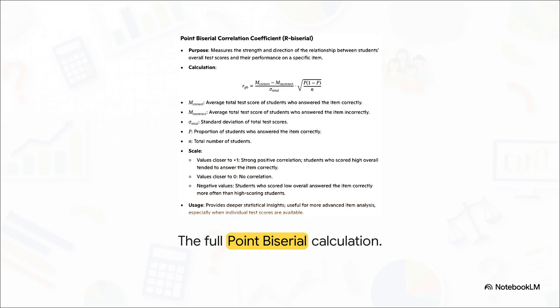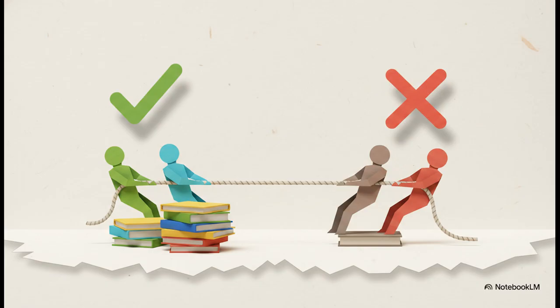At its core, it's essentially just a fraction multiplied by a square root. It relies on a few key data points: the average scores of different groups, the overall spread of scores, the proportion of right answers, and the total headcount of test takers. Let's start with the top part of that fraction. The core of the formula's numerator is literally just a statistical tug-of-war.